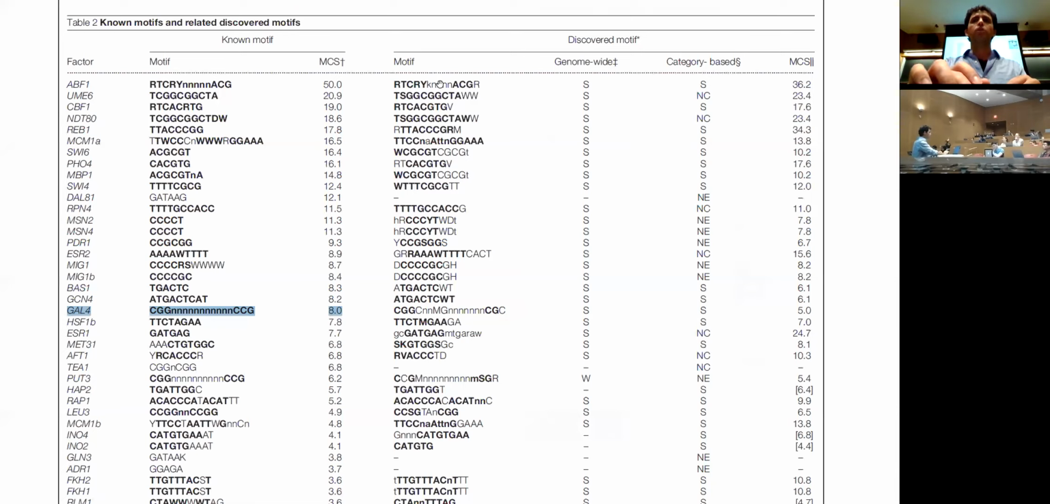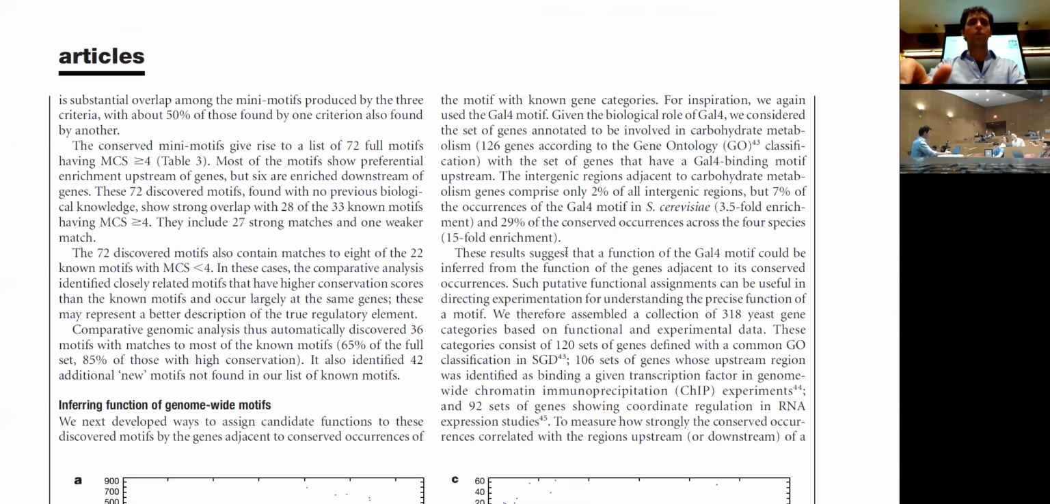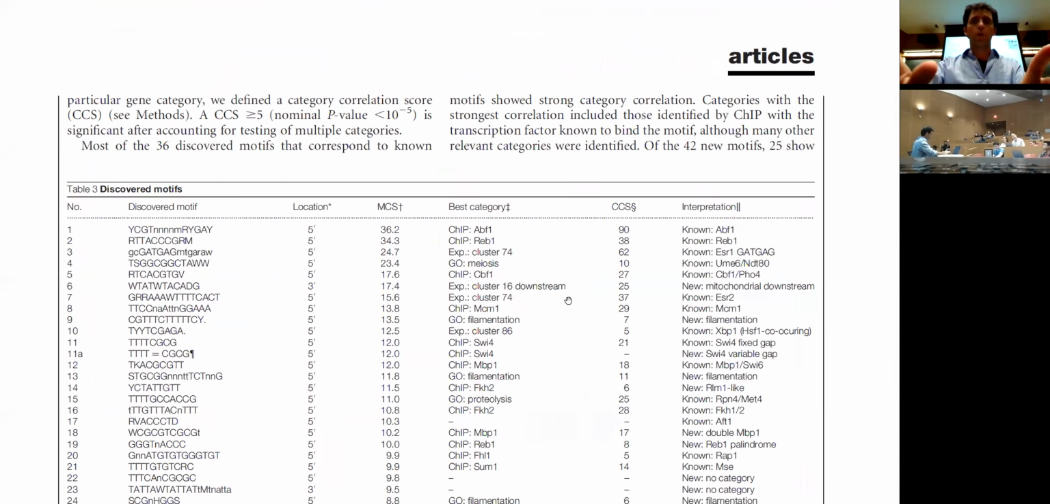And then conversely, you can start from discovered motifs and then ask, are these previously known? And in fact, the strongest motif is ABF1 and so on and so forth. So it's kind of cool, right? You can recover the known motifs and you can start assigning functions to novel motifs. So these are the novel motifs that we found.